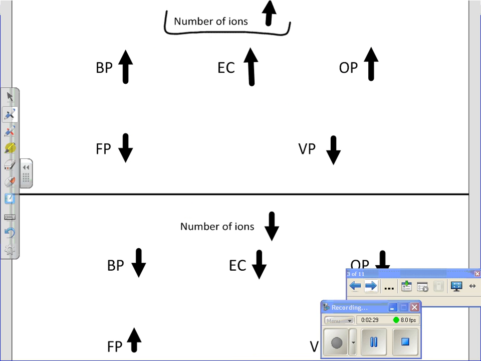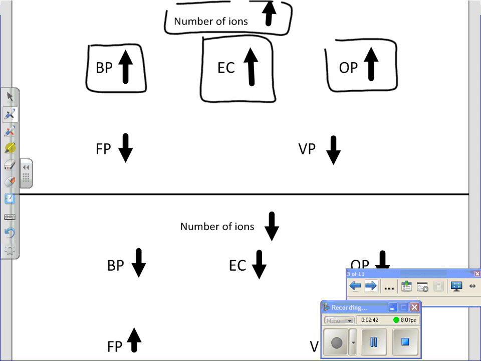As the number of particles or ions increases, there's three things that basically go with it, a direct relationship. Boiling point increases as you increase the number of ions. Osmotic pressure increases as you increase the number of ions, and so does electrical conductivity. The two things that are inverse are freezing point. So the one I just showed you, you had freezing point, and then as you increase the number of ions, freezing point and vapor pressure get lower.